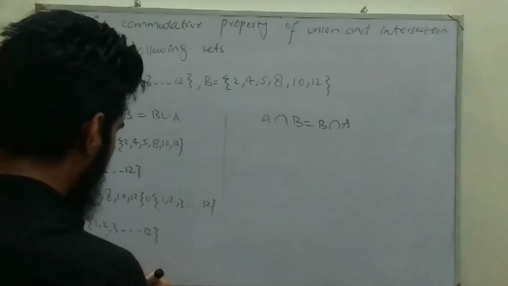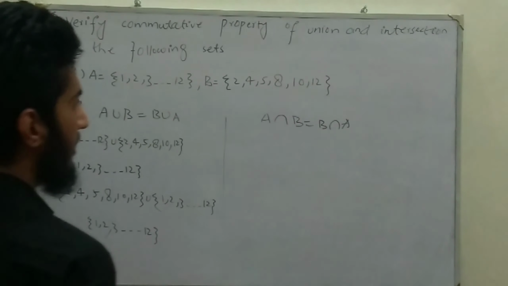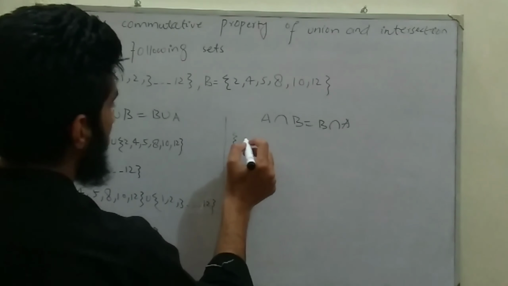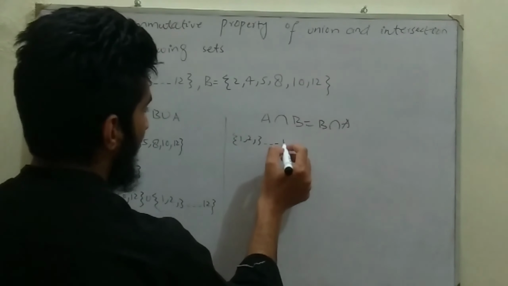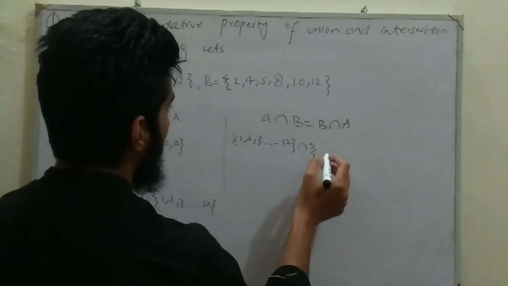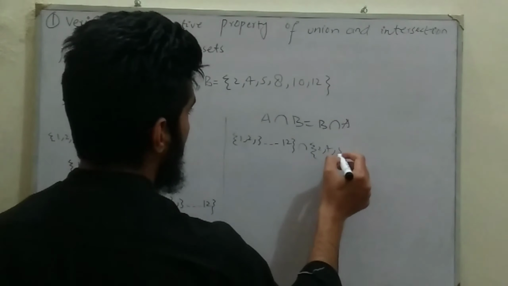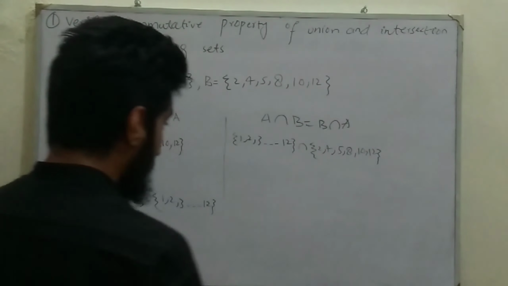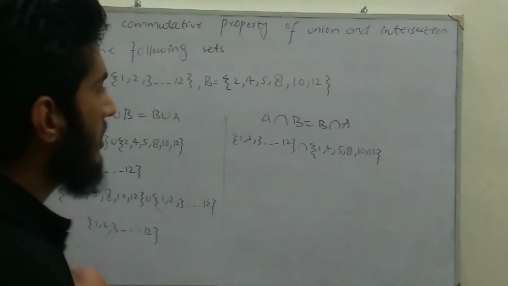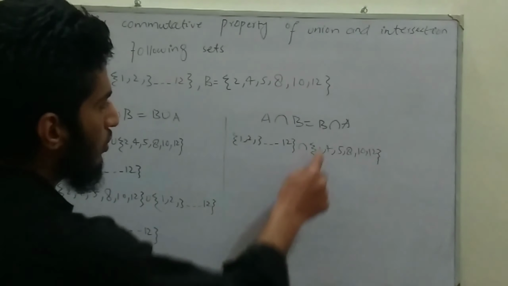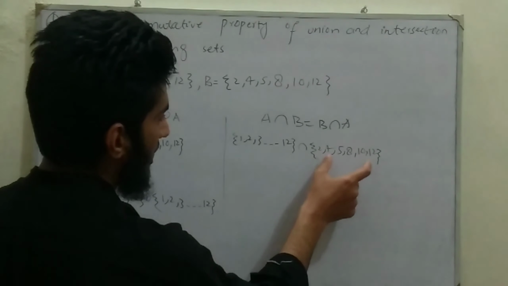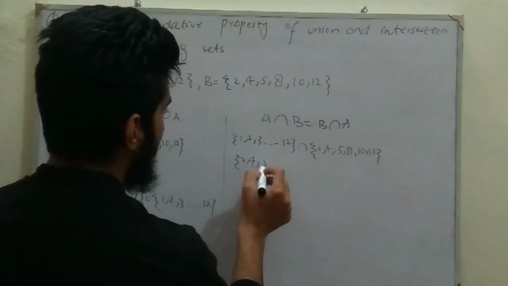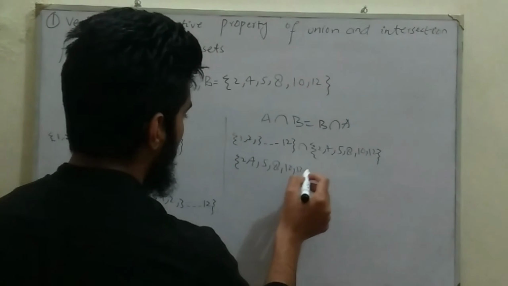Now we will find the commutative property for intersection of the following sets A and B, just by putting in A and B and taking the intersection between them. A is 1, 2, 3 up to 12, intersection B, which is 2, 4, 5, 8, 10 and 12. Now intersection is all those elements which are common in both of these two sets. So 2, 4, 5, 8, 10 and 12 are common in this set and this set. So the intersection will be 2, 4, 5, 8, 10 and 12.